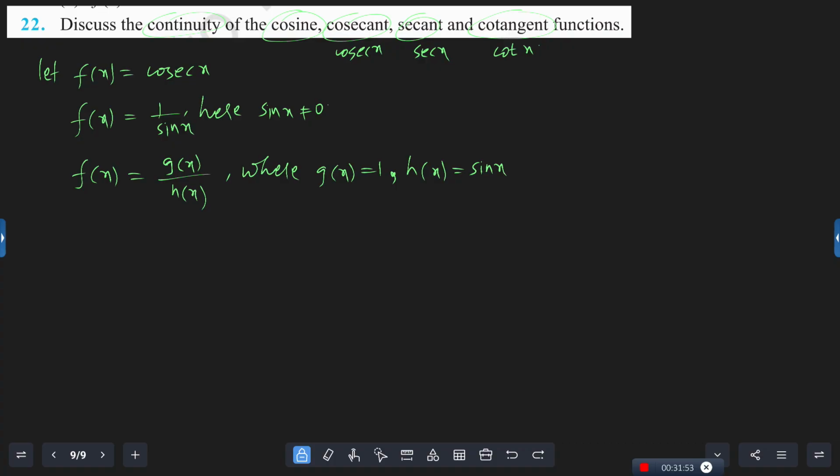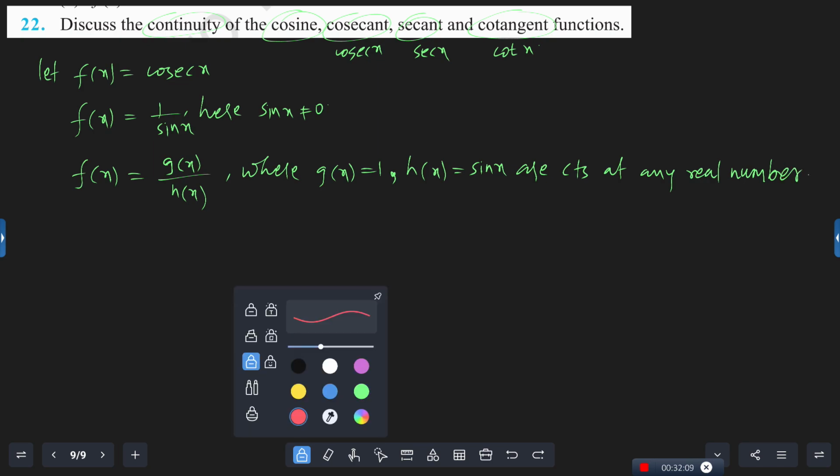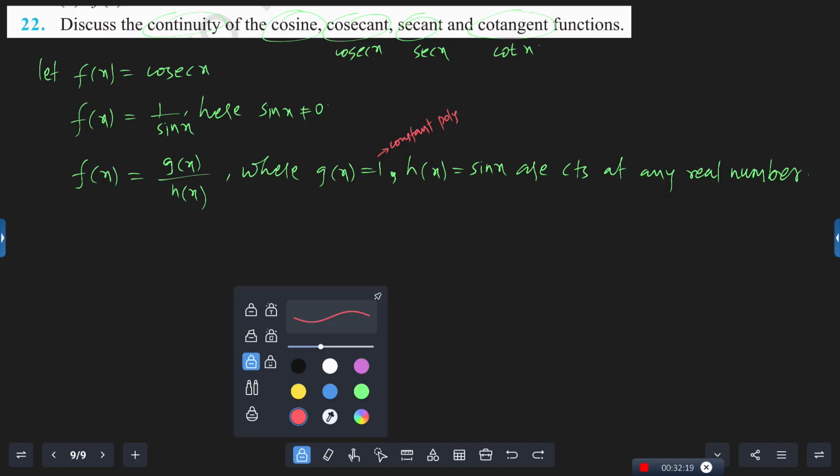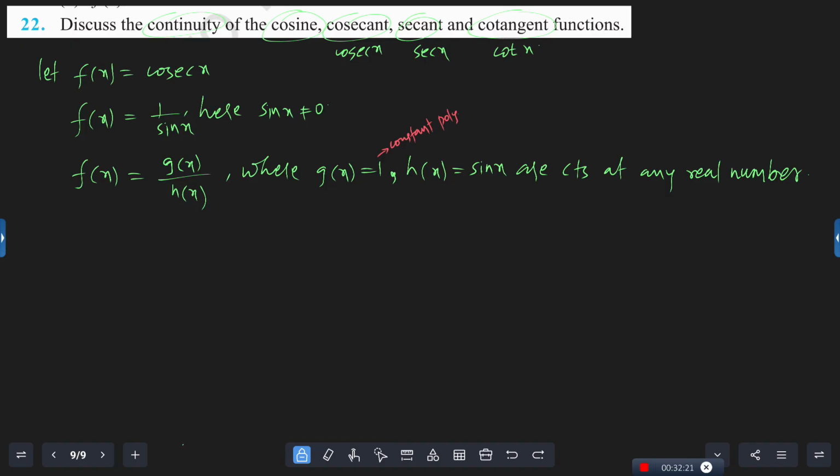h(x) is equal to sin x, continuous at any real number. If you want to write, you can mention this is a polynomial, a constant polynomial. Constant polynomial is a continuous function, we have seen already. So constant function is continuous. Even sin x also is continuous, we have seen.